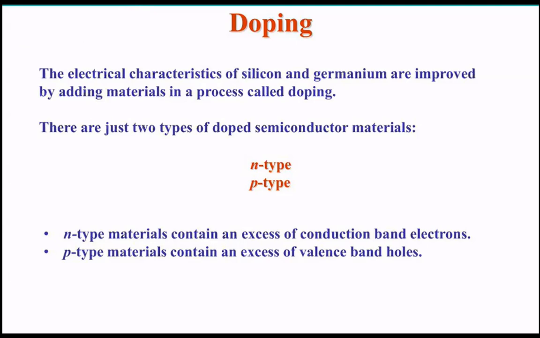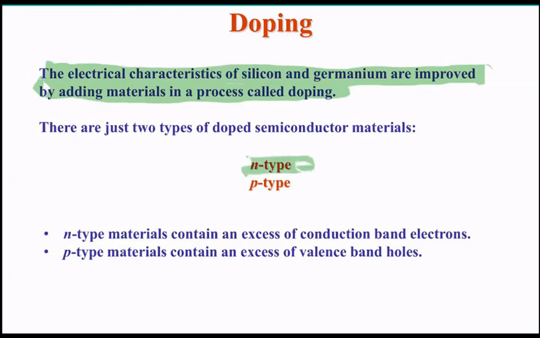Okay, so you take one element, you take another element, and you take the two good things of the two elements and then mix them together to make a hybrid material, which has both important characteristics of the two materials. So in simple words, that's what doping is here. The electric characteristics of silicon and germanium are improved by adding materials in a process called doping. Okay, there are two kinds of dope materials. One is the N-type material, and the other one is the P-type material.